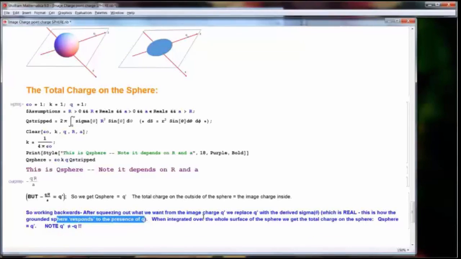When integrated over the whole surface of the sphere, we get the total charge on the sphere, and that's equal to q prime. And just notice that those are not equal, which is different than the case where we had the infinite plane. We got equality between those in terms of the magnitudes, but here they're different.